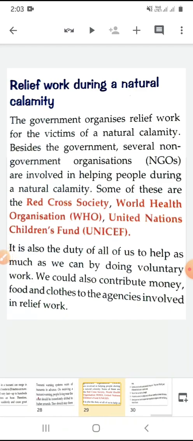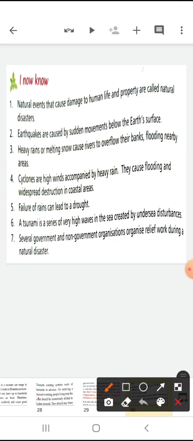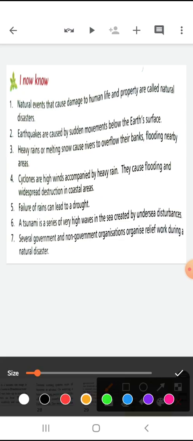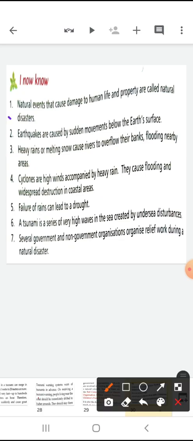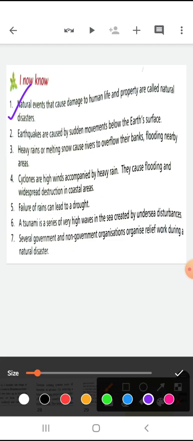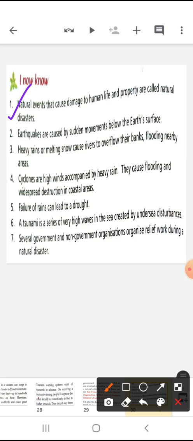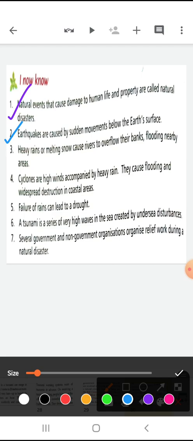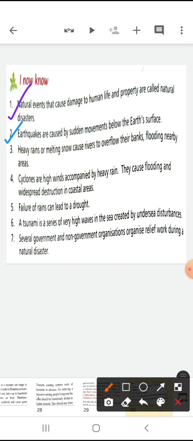Alright. I hope you all understood the chapter. Let's quickly recap what we have studied in this whole chapter. Natural events that cause damage to human life and property are called natural disasters. Earthquakes are caused by sudden movement below the earth's surface, right? Heavy rains or melting snow cause rivers to overflow their banks and flood nearby areas, right? Cyclones are high winds accompanied by heavy rain. They cause flooding and widespread destruction in coastal areas, right?